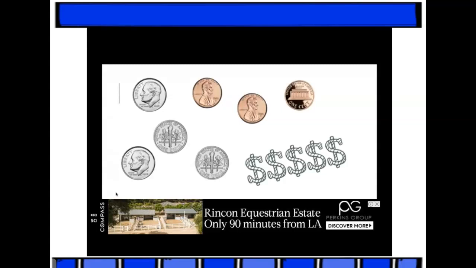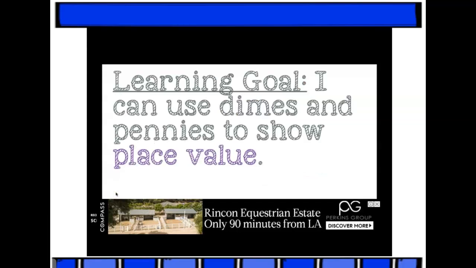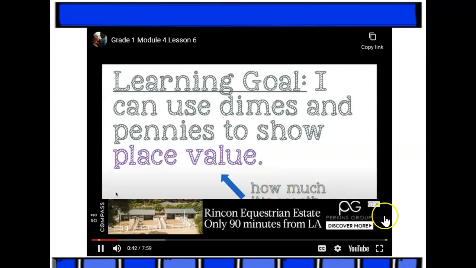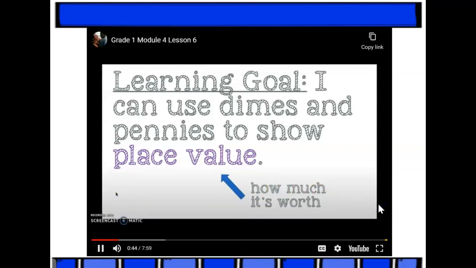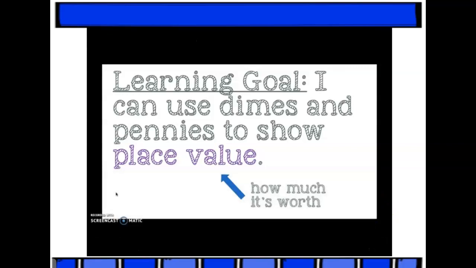Well, this money's going to come in handy today because our learning goal says, I can use dimes and pennies to show place value. Now, we've been working with place value a lot, but I don't know that I've actually said those 2 words to you. Can you go ahead and say place value? Good job. All right, place value means how much something's worth. We've been talking about place value when a digit is worth a 10 or when it's worth a 1. We're going to do that same thing today. We're talking about tens and ones, but instead of tens and ones, we're going to use dimes and pennies.